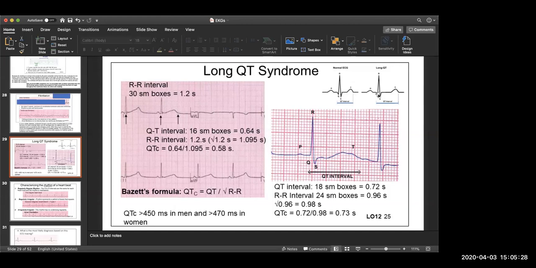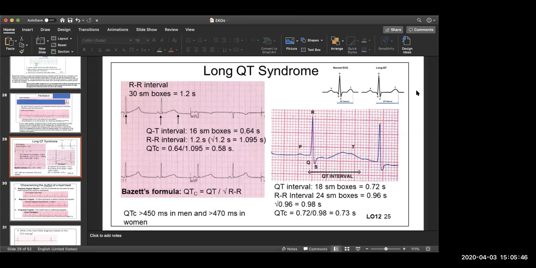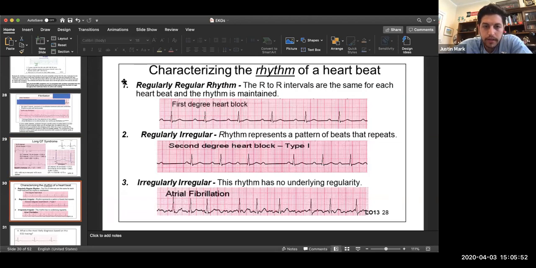Just to conceptualize it, Justin, is this like the ventricles stay contracted for that period of time? You could think of it like that, I suppose, right? Because the Q is probably not changing, but the T is going to be further out here. So yeah, it's taking longer to reset. So therefore, the ventricles are going to stay polarized and not reset. Cool. That works for me. All right. So here's the rhythm: the regularly regular, the regularly irregular, and the irregularly irregular.